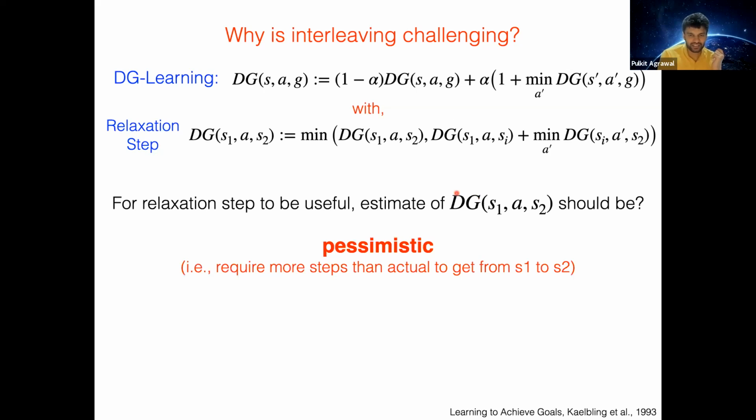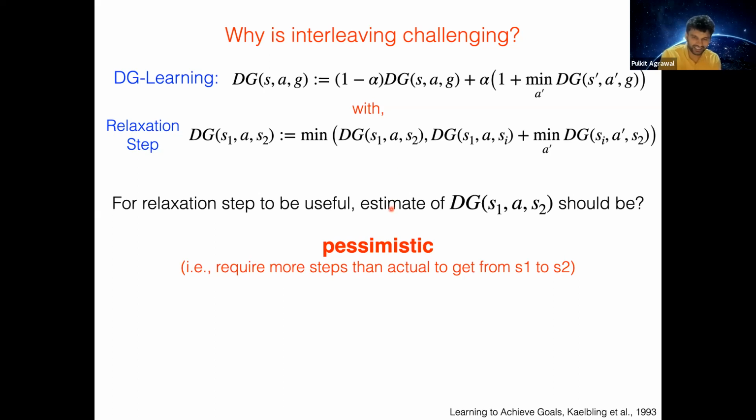And the reason is the following. When will this min operation be useful? If I'm optimistic, then I'm always going to choose DG(S1, A, S2). In that case, I will never update my value of DG. The only time I'm going to use the term on the right-hand side to update the value of DG is if I am pessimistic. So in order for this relaxation step to work, my estimates need to be pessimistic.